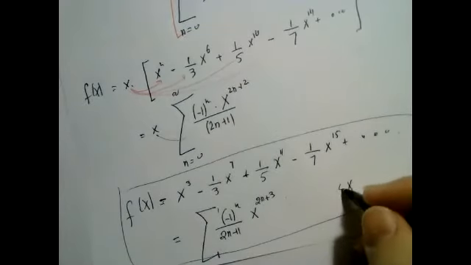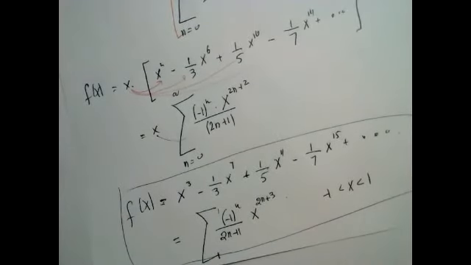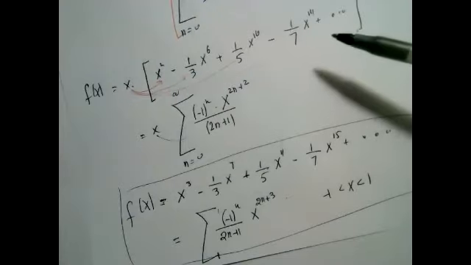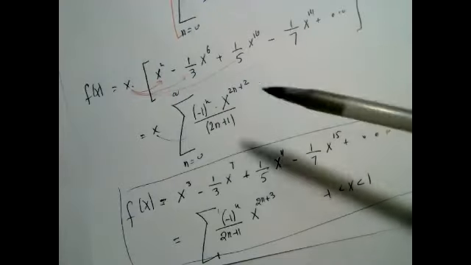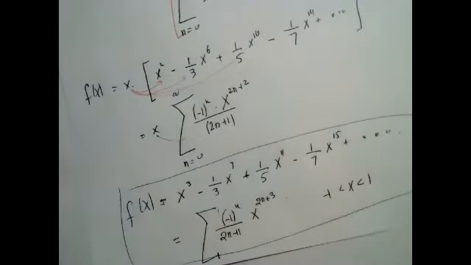And this holds for x between minus 1 and 1. So once we know the tangent inverse, which we derived a minute ago, and then you want x times tangent inverse of x squared, you just use what you know to figure out what you don't know.